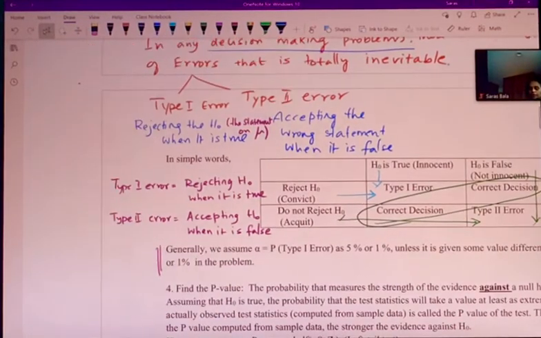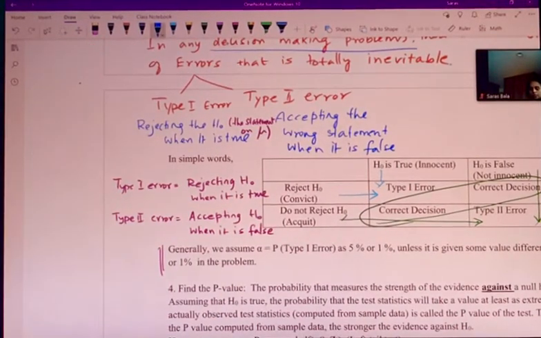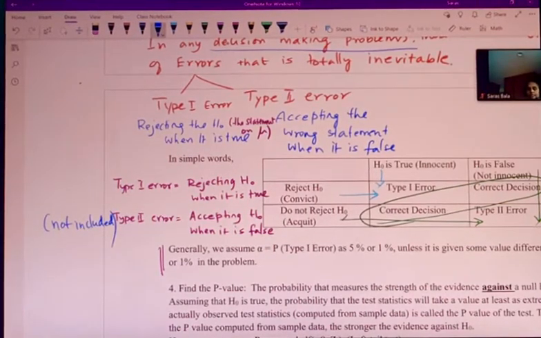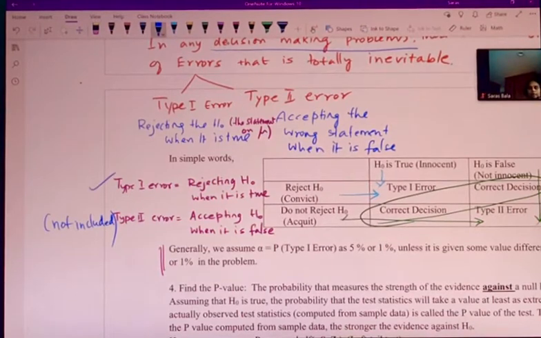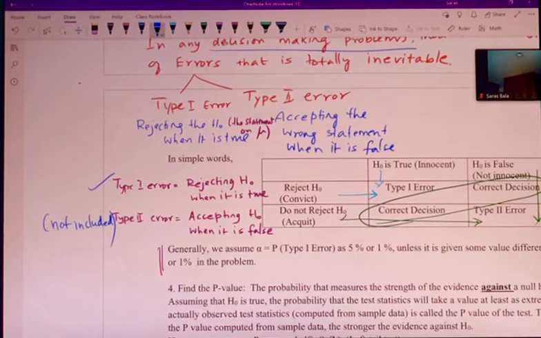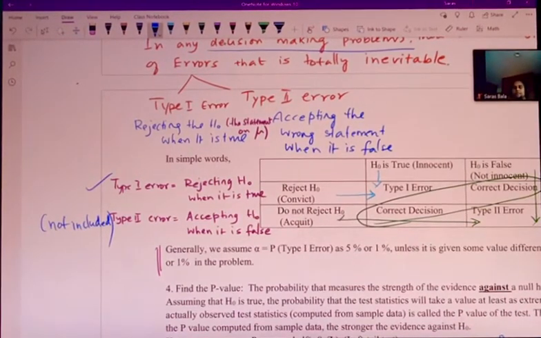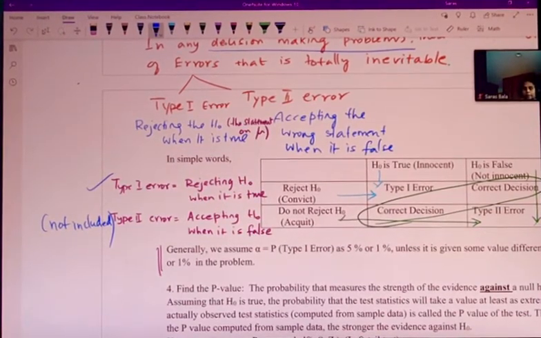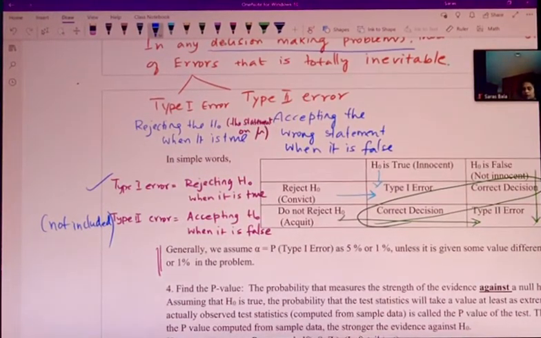So this one is not included for you. This is going to be discussed in a higher level statistics class. Only the type 1 error is going to be included for your Mark 130 because you are learning the introduction to statistics, and this is the first time you are learning the testing of hypothesis. So let's not worry about the type 2 error, okay? That's going to be for the higher level classes.